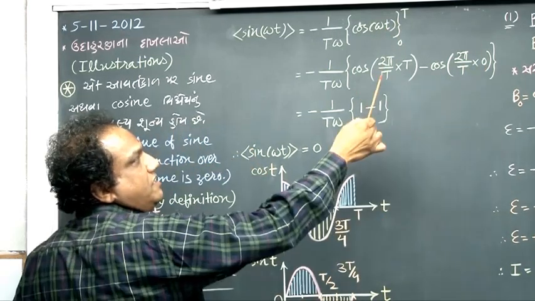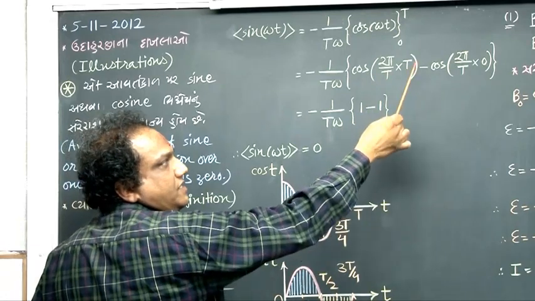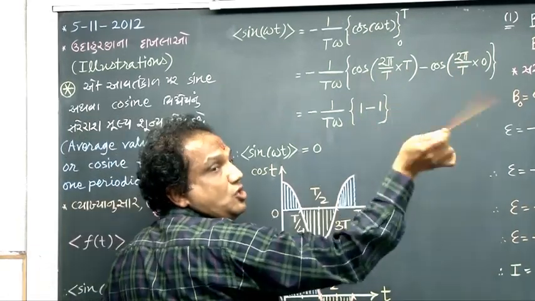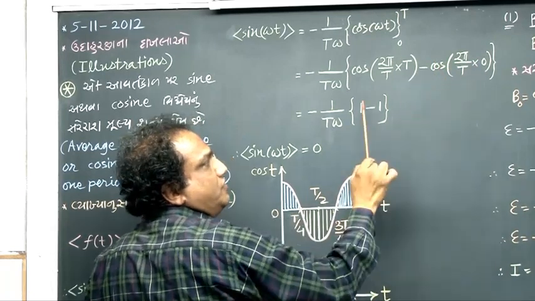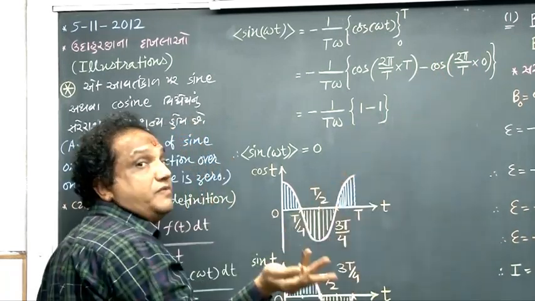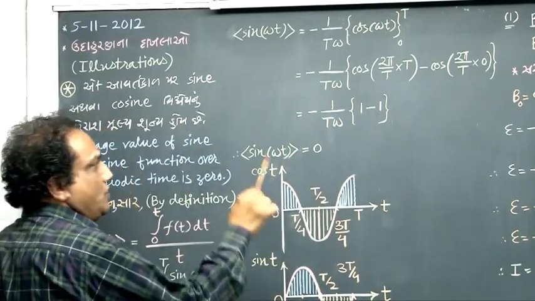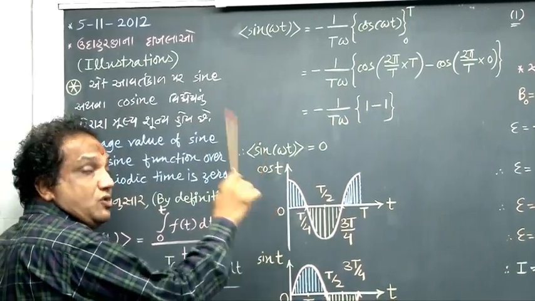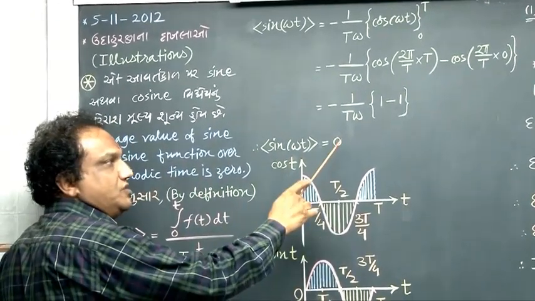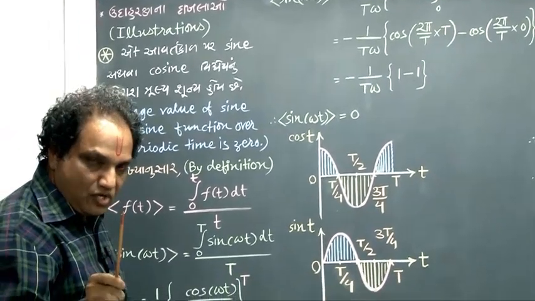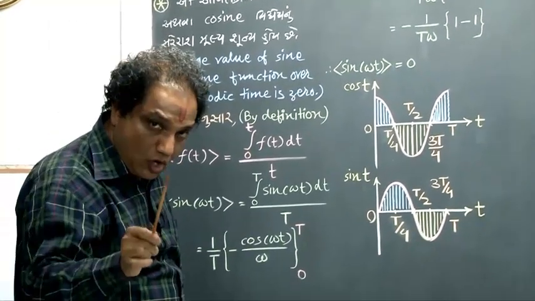Now tell me, here T will cancel, correct? And cos 2 pi is 1. Here 0 into this will be 0. Cos 0 is 1. So it is 1 minus 1, which is 0. 0 into this part will be 0. So the average value of the sine function over one periodic time is 0. Similarly, the average value of the cosine function over one periodic time is also 0.